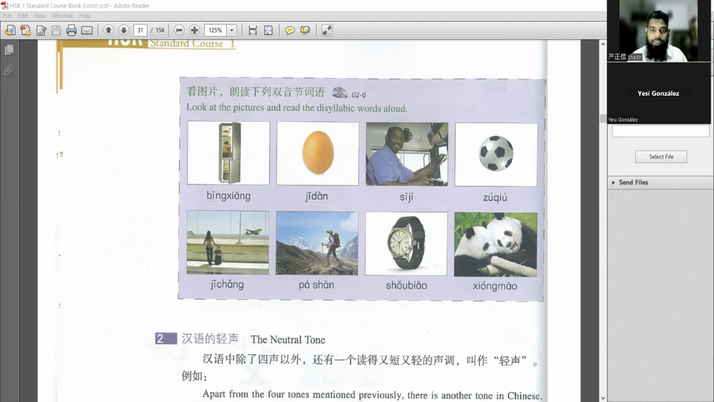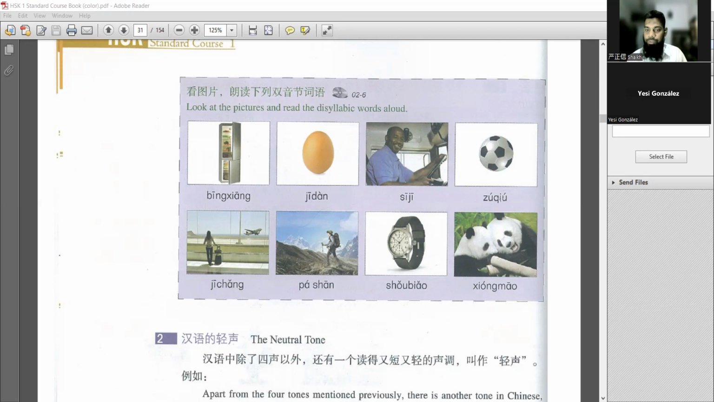Bing Xiang is a refrigerator in Chinese, because Bing is ice and Xiang is a box. So ice box is called refrigerator. And then we have Ji Dan. We have just said Ji is a chicken, so Ji Dan is a chicken egg. And then we have Si Ji. Si Ji in Chinese is a bus driver.